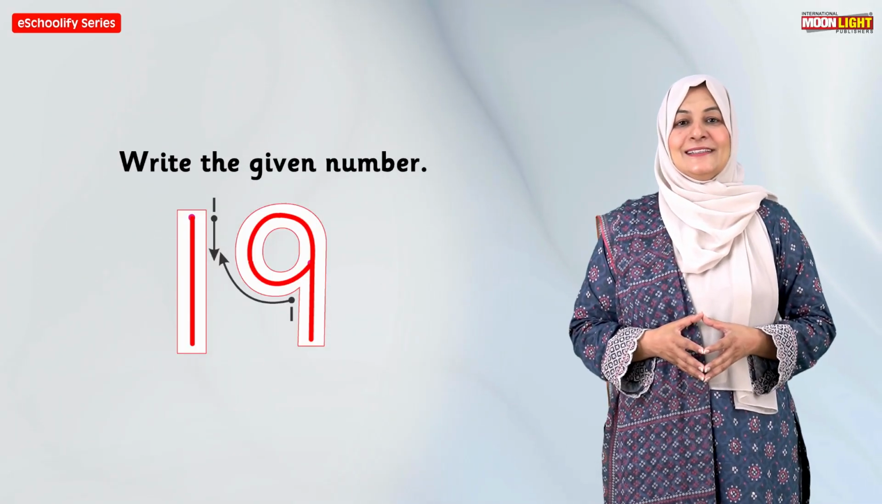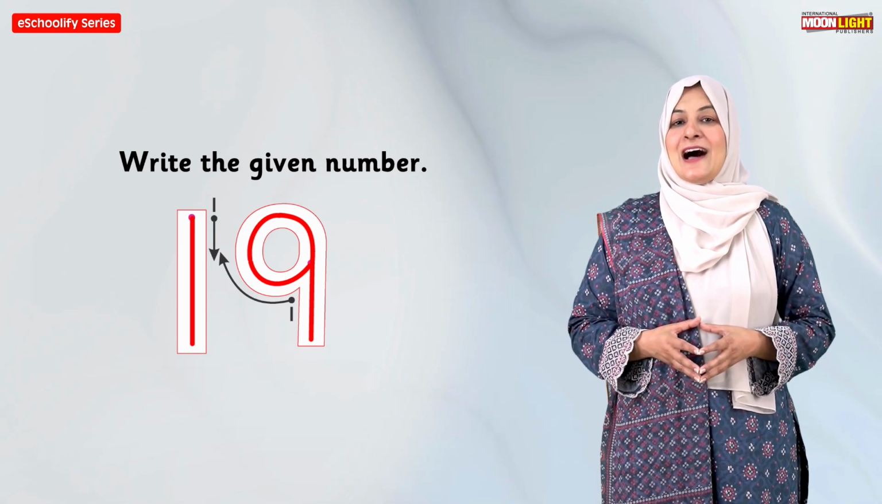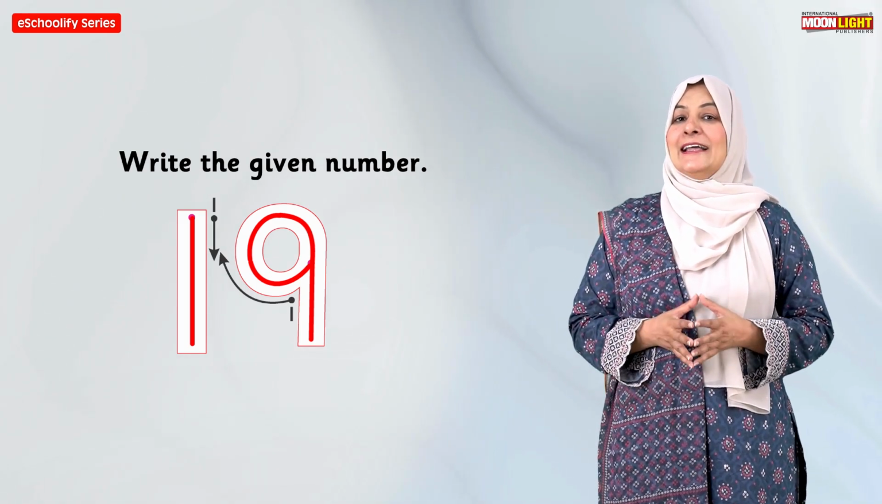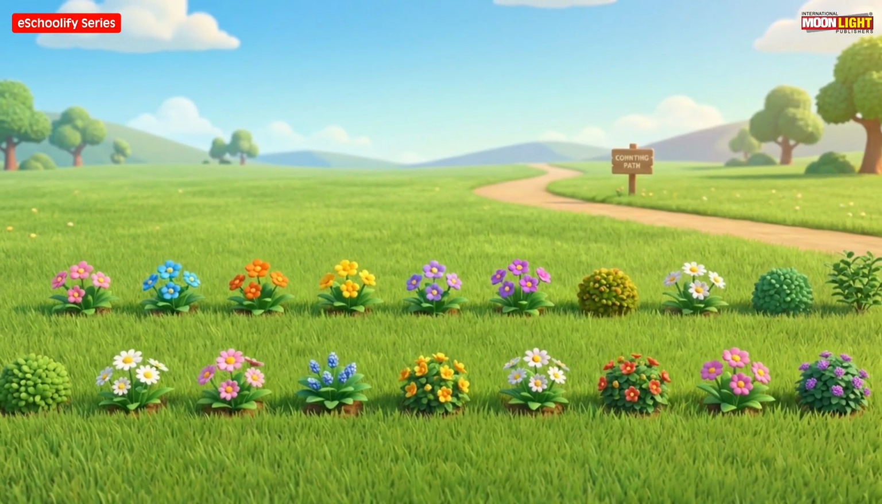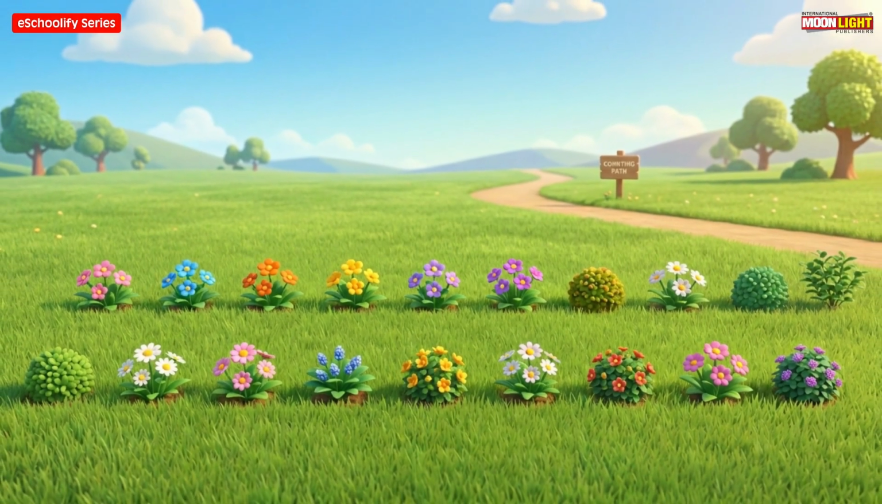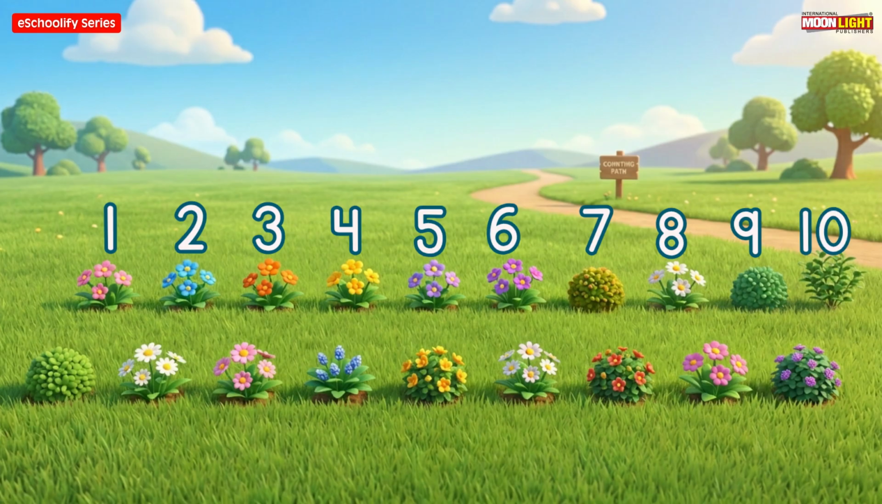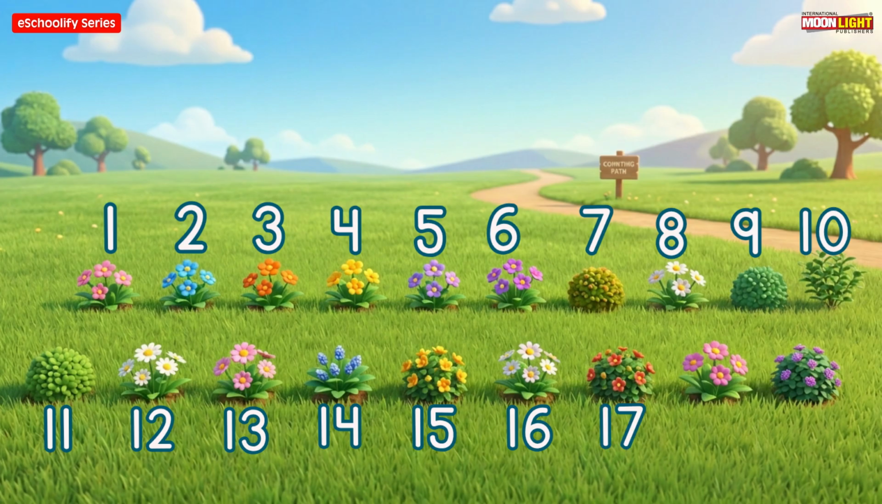This is number 19. Now, we will go outside for a nature walk and count the plants. Let's count with me. 1, 2, 3, 4, 5, 6, 7, 8, 9, 10, 11, 12, 13, 14, 15, 16, 17, 18 and 19. 19 plants.